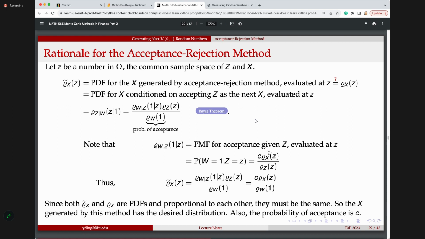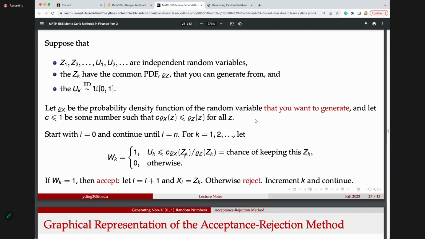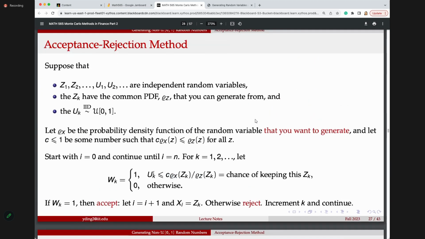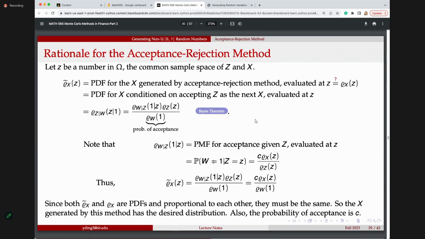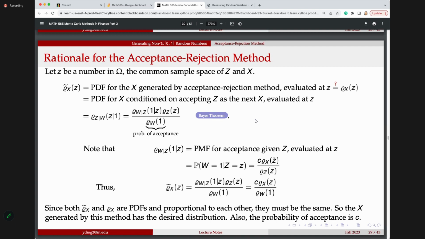And then this actually is the ratio of what we have, rho x of z times c over rho z, because this is the definition we have here. So this is the acceptance part, because if u is less than this, then we will get 1. That's the probability. Of course, given z, w is 1, depends on this case. So if we plug this back, then something just cancels out. And then here it will be c times rho x of z over the probability of w equal to 1.